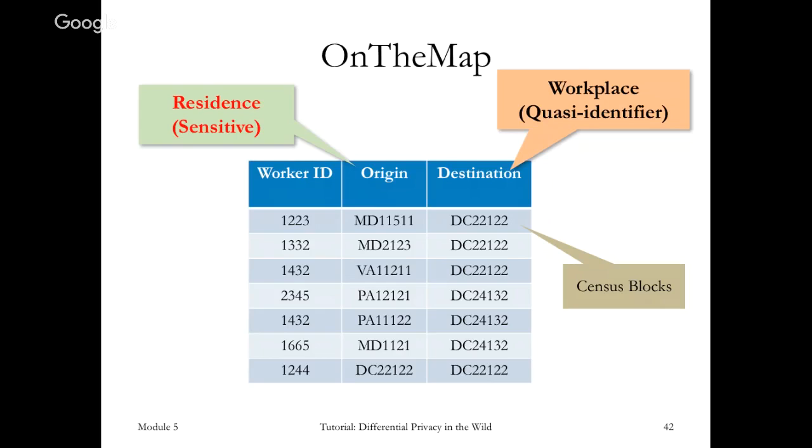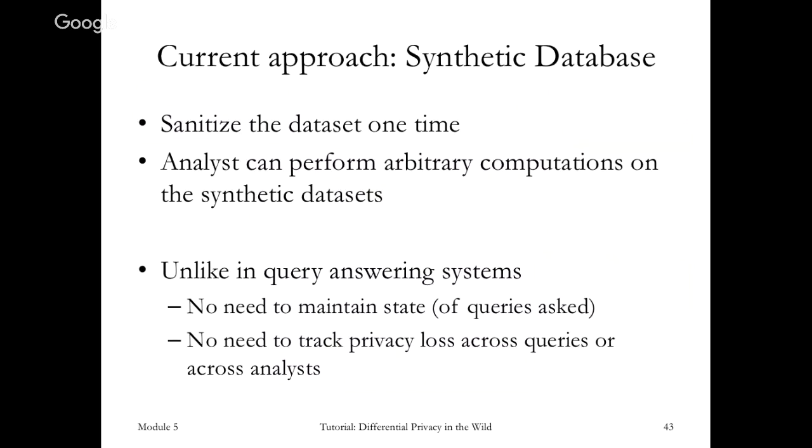And what is sensitive is the residences of these individuals, right? And each of these are census blocks. And what you want to release are the counts of, for every origin-destination pair, how many individuals live in that block and work in the next block. Right? That's the problem. This is not new. They've been doing this for a long time, right? So they already have some existing approaches.